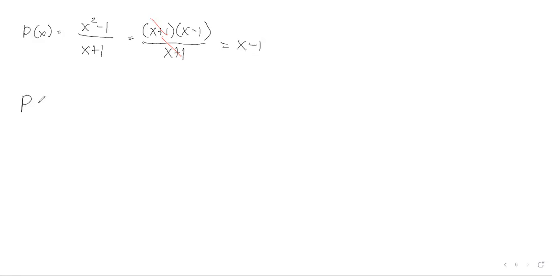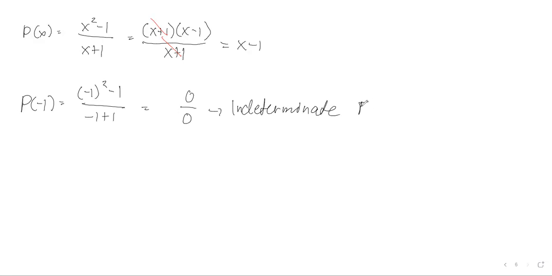Try natin. Okay, p of x, palitan na natin ng value yung x, which is negative 1. So, negative 1 squared minus 1 over negative 1 plus 1. Simplifying this, 1 squared, that's 1, minus 1, that's 0, and negative 1 plus 1, that is also 0. And this is an indeterminate form.